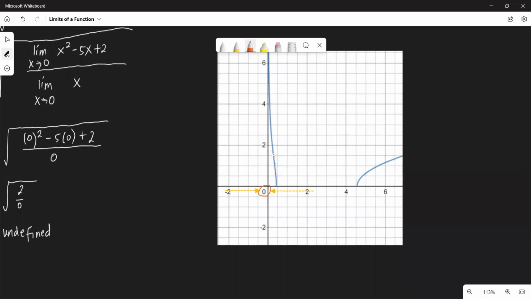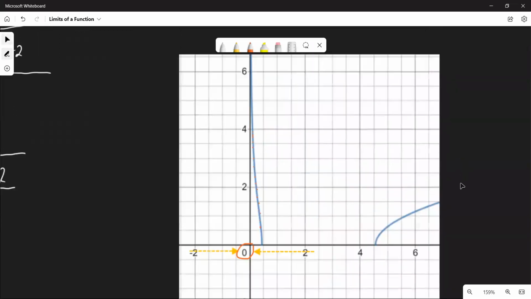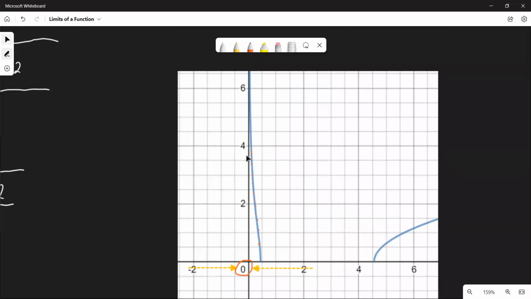If you zoom this in, going upwards, as you can see, the blue curve is getting closer and closer to the y-axis. But if we zoom it out more, you can see that it is not crossing the y-axis. It's just getting closer and closer to it, but it's not touching it or crossing it. So meaning there's no limit.